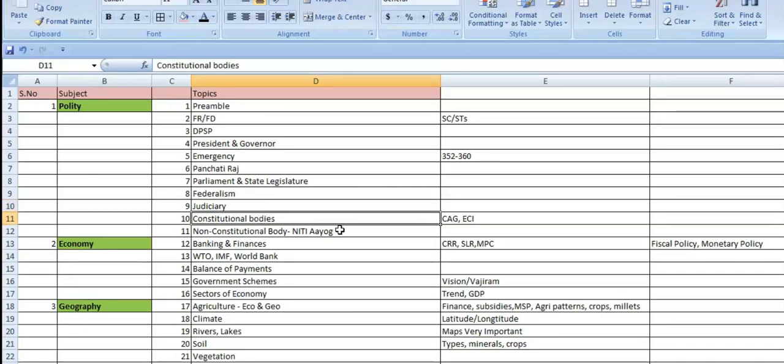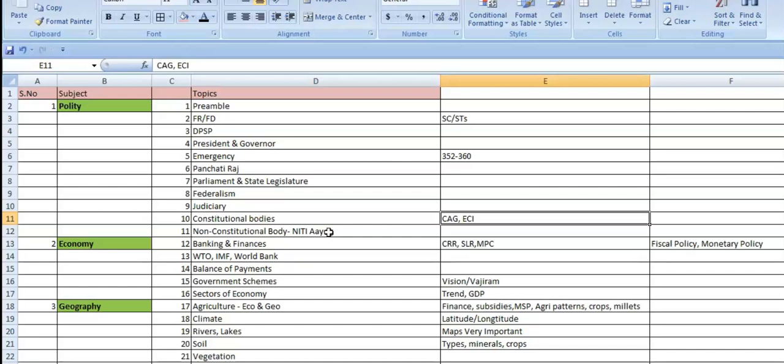Constitutional bodies like CAG, Election Commission of India, UPSC, and all these things. You have to follow these two very, very closely. The CAG, Controller and Auditor General of India, and the Election Commission of India. This is very, very important, these two topics.